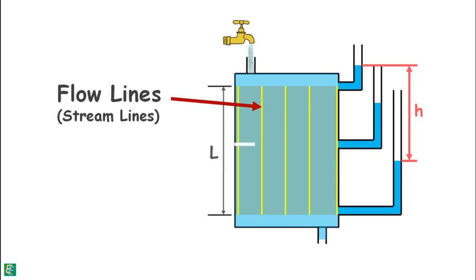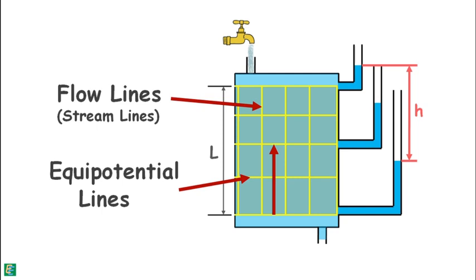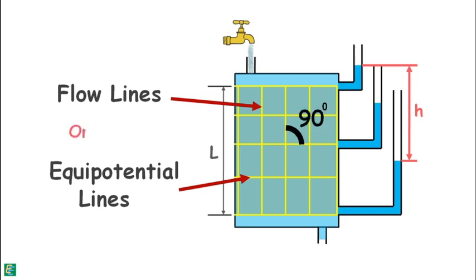Now we can observe that at this level, total head is the same for all the points lying in this plane. So we can draw a line connecting all the points of equal head. Similarly, at different levels, such lines of equal head can be drawn. These lines are known as equipotential lines. All the points on an equipotential line have the same energy. Both of these lines, flow lines and equipotential lines, cross each other at right angles, and we say they are orthogonal to each other.